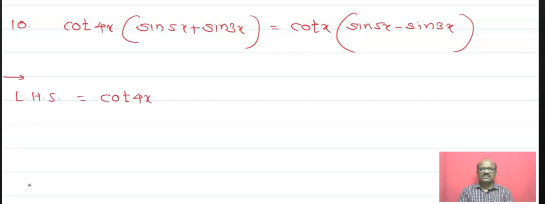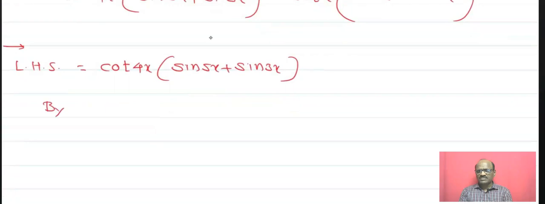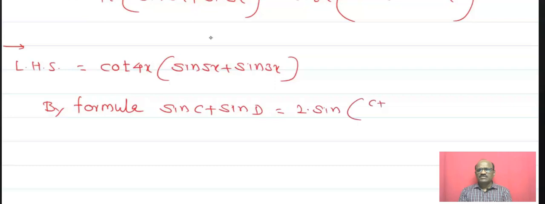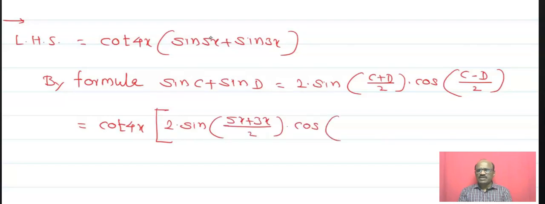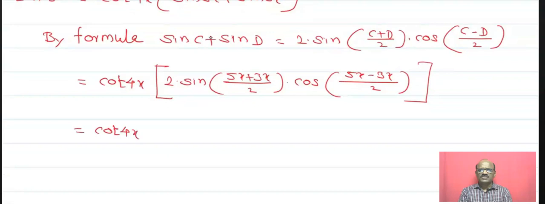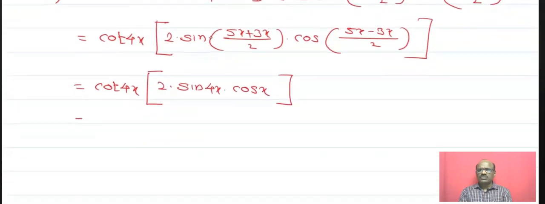Now see this here, we will consider the LHS. That is cot of 4x in bracket sin of 5x plus sin of 3x. By the formula sin C plus sin D is equal to 2 times sin of C plus D upon 2 into cos of C minus D upon 2. Therefore cot of 4x, that is 2 times 5x plus 3x upon 2, simple formula applied, and 5x minus 3x upon 2 bracket complete, that is cot of 4x 2 times 8x upon 2, that is sin of 4x into cos of x.